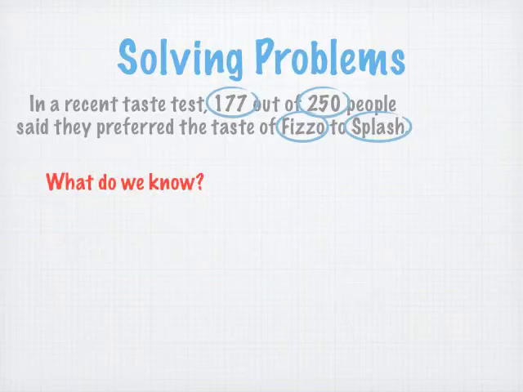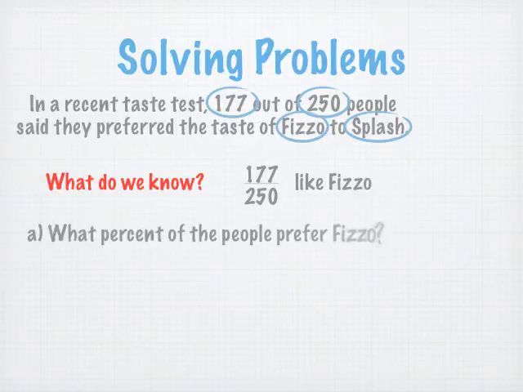So what do we know? 177 out of 250, well, that's a fraction, isn't it? So that many people like Fizzo. Now, if you are like me, you're thinking, wow, they gave us a fraction. I bet they're going to ask us about percent. That's exactly right. What percent of the people prefer Fizzo?